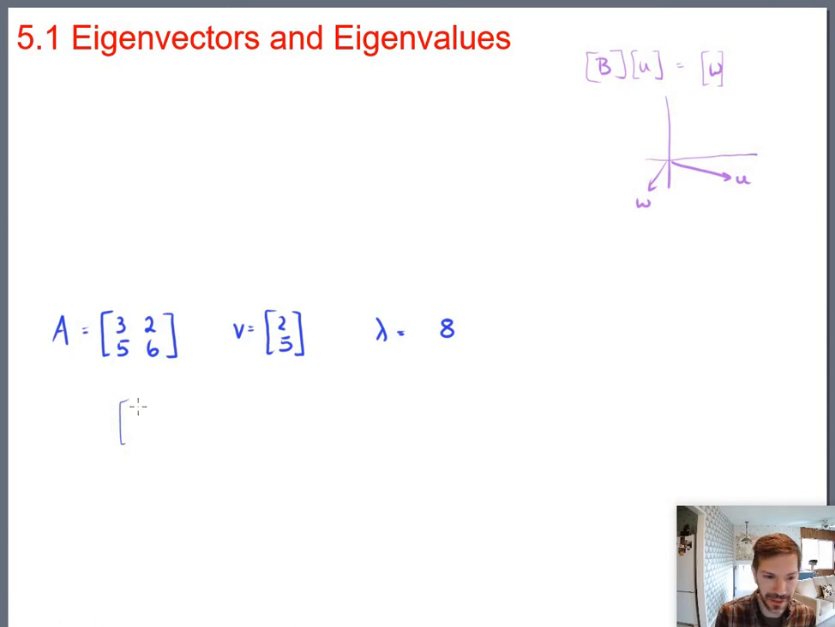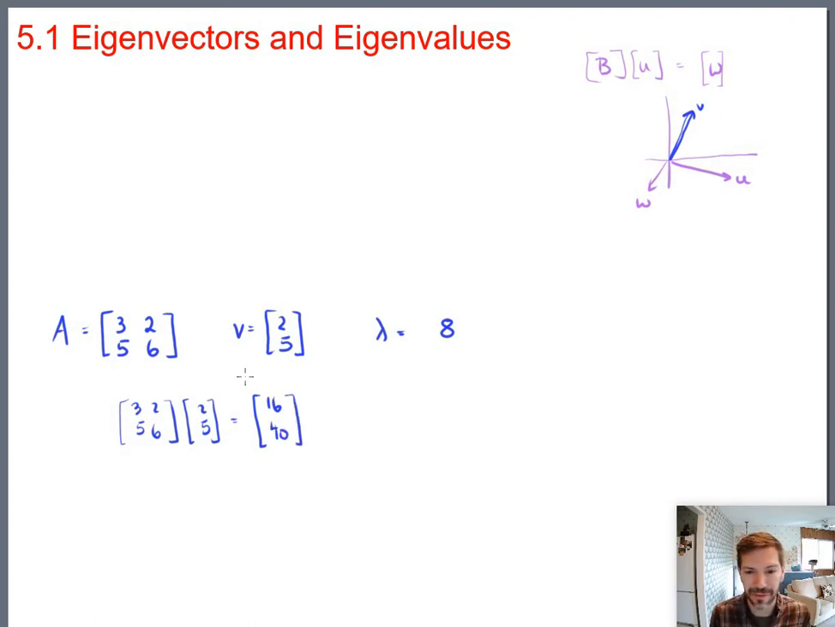So when you do A times V, [3, 2; 5, 6] times V, and maybe let's just plot V. It's 2 over and 5 up, so V looks something like that. Okay, well, let's see what happens when you multiply A times V. I'll just do this by hand since it's 2 by 2. Let's see, that's going to be 6 plus 10 is 16, and on the bottom 10 plus 30 is 40. Okay, fine. You multiplied A times V, you got a new vector.